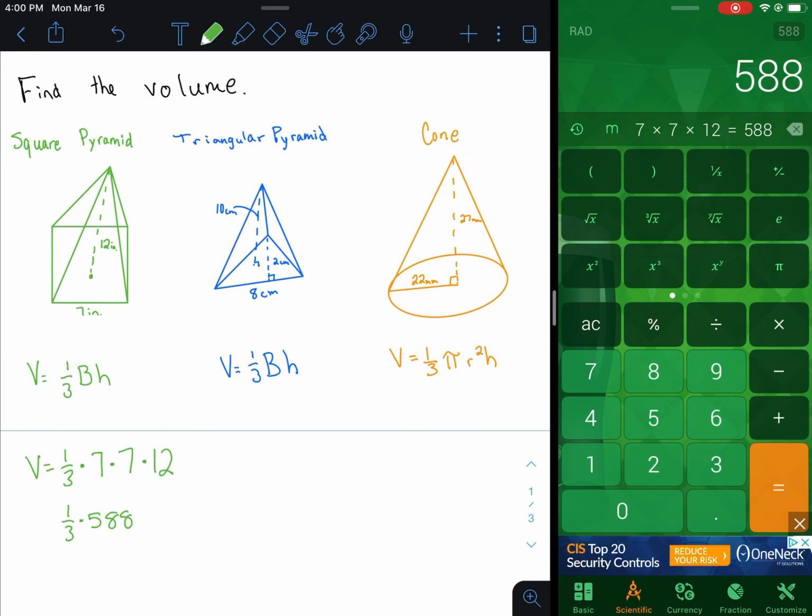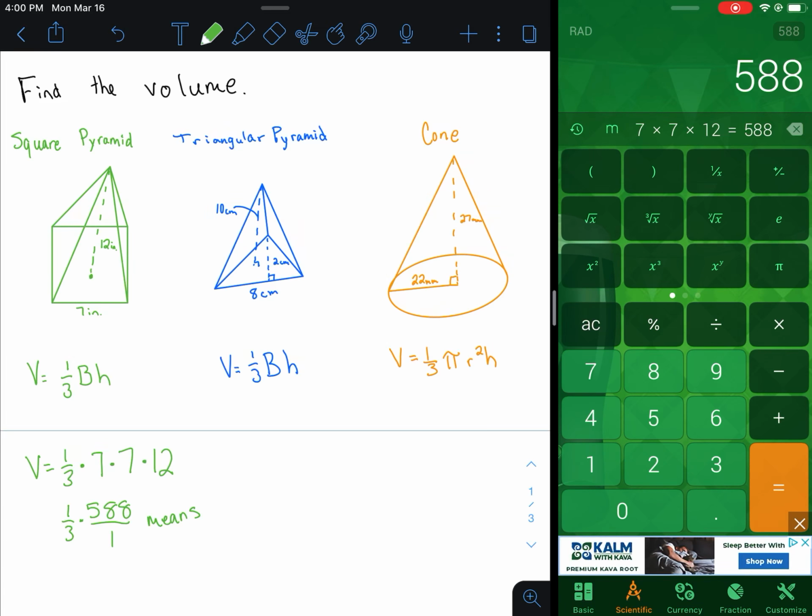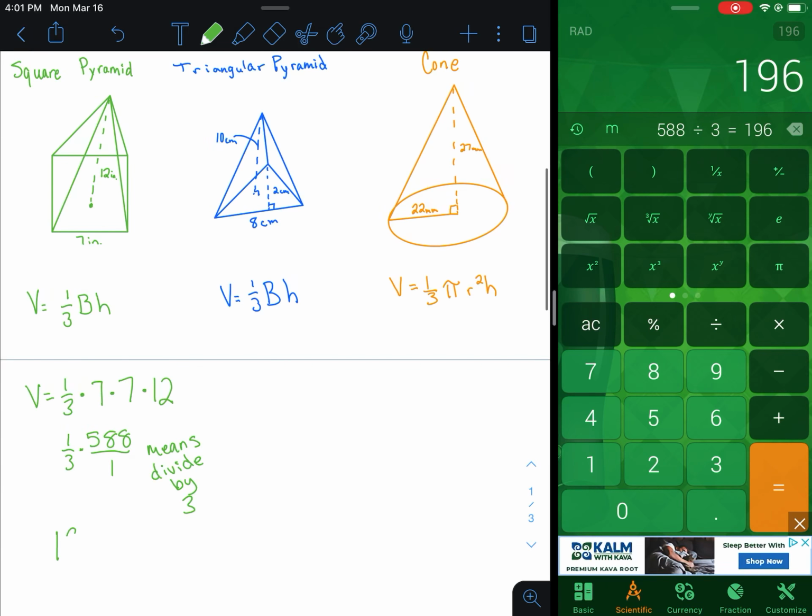And then when I'm multiplying by 1/3, that's the same as taking 588 over 1 times 1/3, or 588 divided by 3. So now I'm going to press divide by 3, and that gives me 196. In this case, we're talking about inches, and that will be cubed. So that is my answer for that first square pyramid.